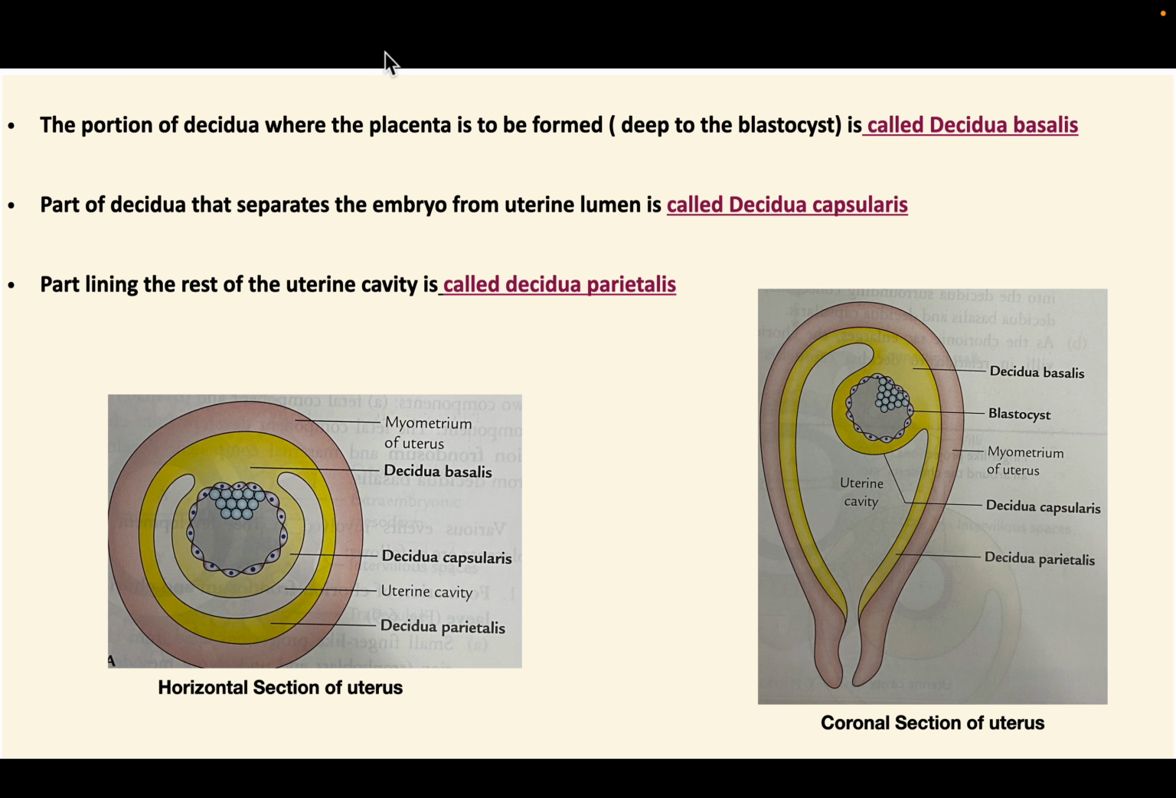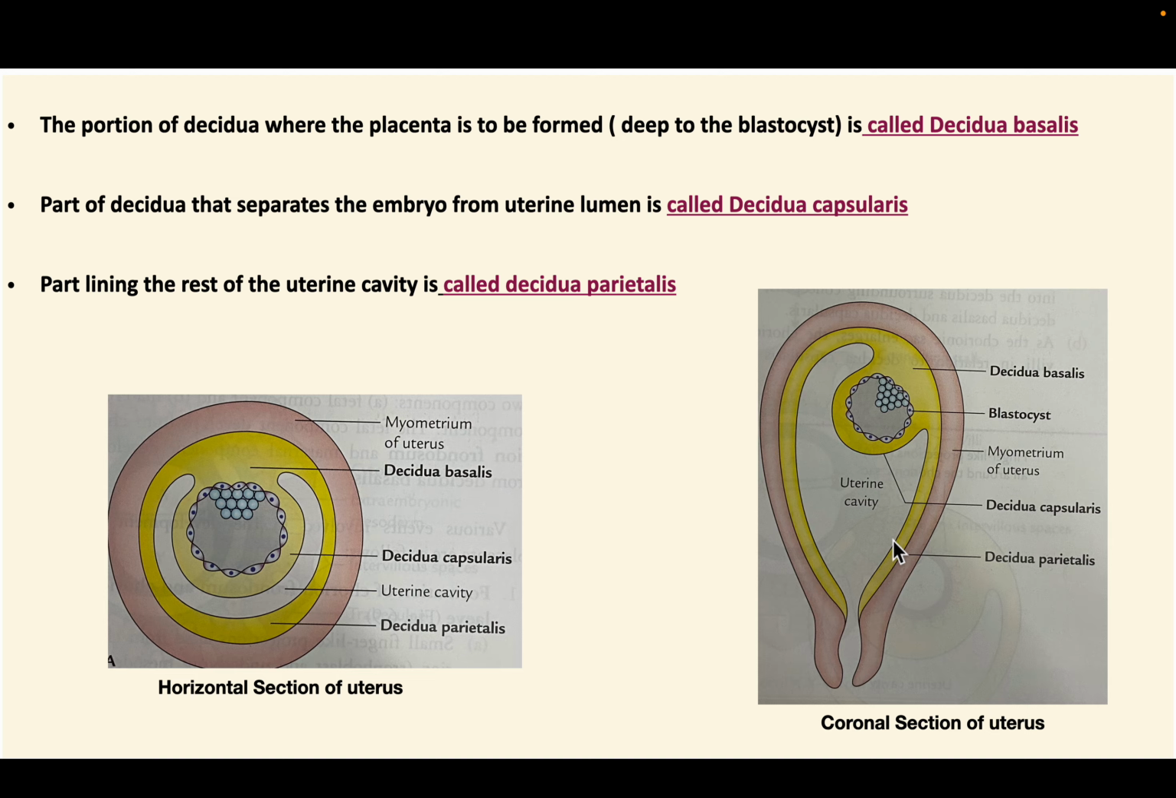Now, the portion of the decidua where the placenta is to be formed deep to the blastocyst is called as decidua basalis. So, this is decidua basalis. The part of the decidua which separates the embryo from the uterine cavity is known as the decidua capsularis. And the part lining the rest of the uterine cavity is given the name decidua parietalis.